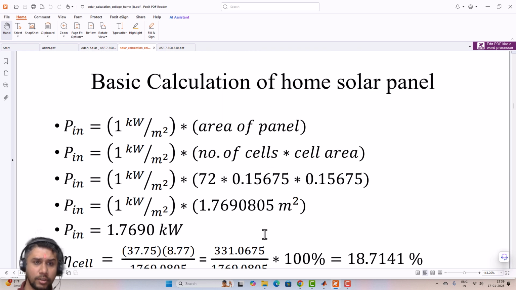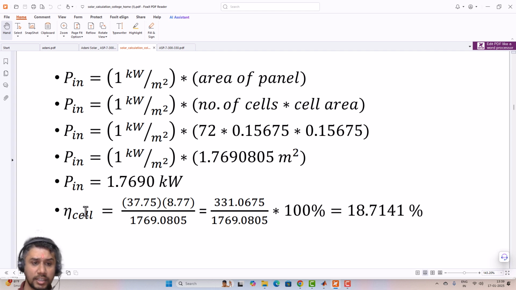Now calculate the power of this. First of all, input power: 1 kilowatt per meter square is the value of standard insolation. Number of cells is 72 and cell area is 0.15675. So the total power available is 1.76 into 7690 kilowatt. So cell efficiency can be calculated with the help of this power rating. So it is 18.7141%.